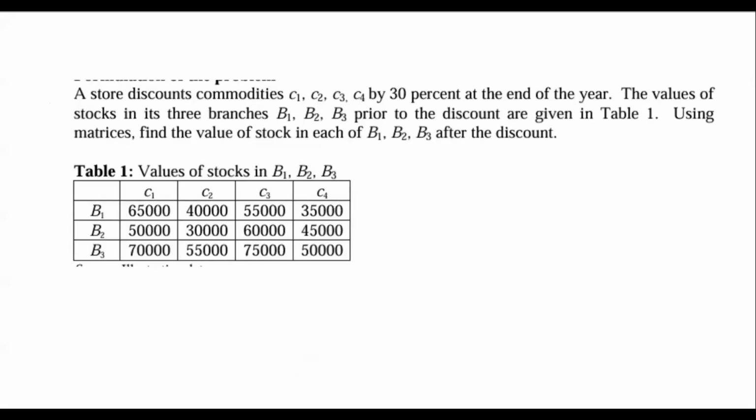So look at this here. A store seems to be selling a number of commodities, 4 different things, C1, C2, C3, C4, and they also have 3 branches, B1, B2, B3. So they're selling 4 different things at 3 different branches. And they put all of them in a table there. And they're asking, what if there was a 30% discount? Now it's coming on to year end and the things are taking up shelf space. One needs to get rid of the old stock.